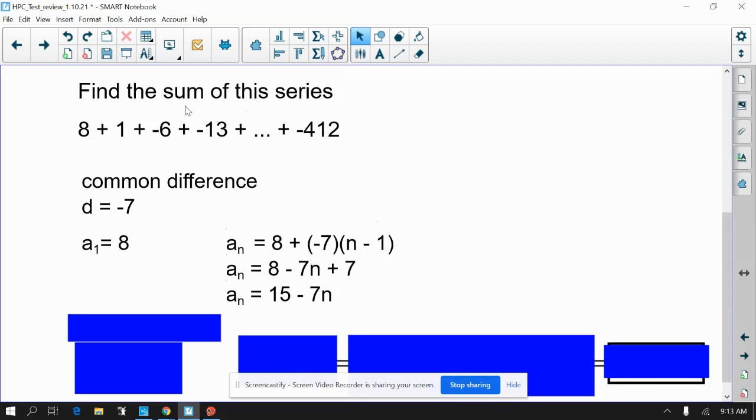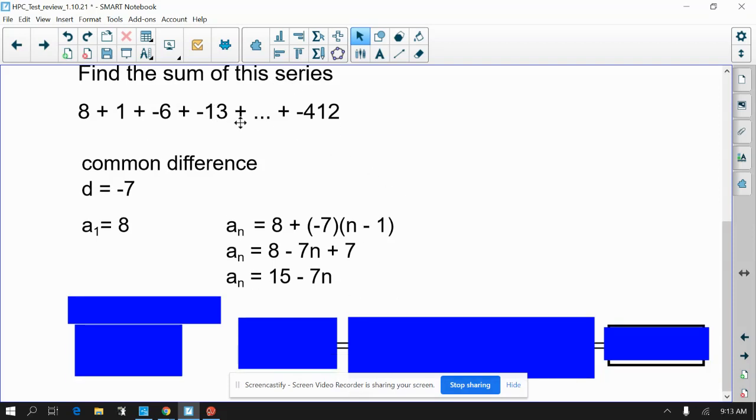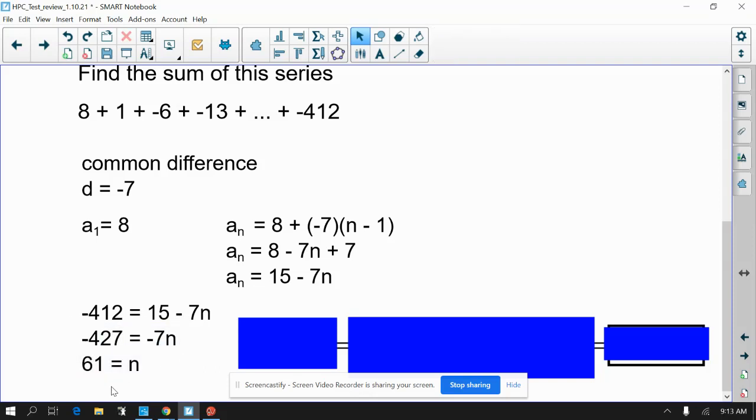What is it asking? Find the sum. Well, I need to know how many things I'm adding. So what term is negative 412? Is it the 20th term? Is it the 30th term? What is it? So I use this formula. I'm going to replace an with negative 412, and I'm going to use algebra to discover what n is. So you subtract 15, divide by negative 7, 61. So this negative 412 is the 61st term in this series. So when it says find the sum, I'm adding 61 numbers.